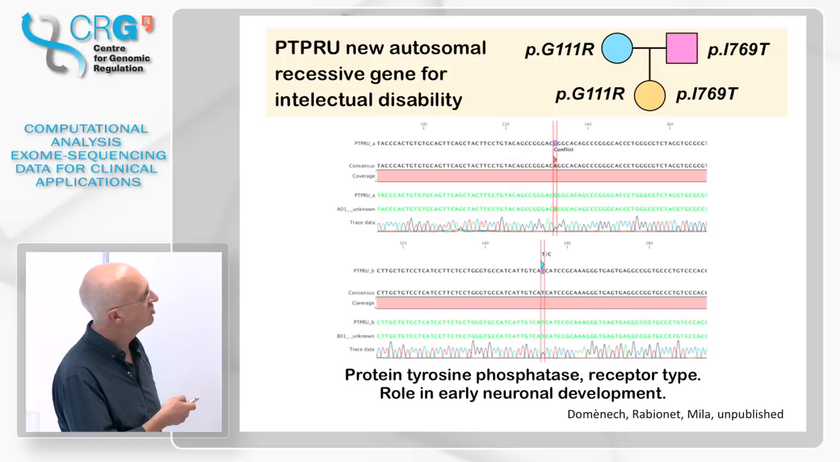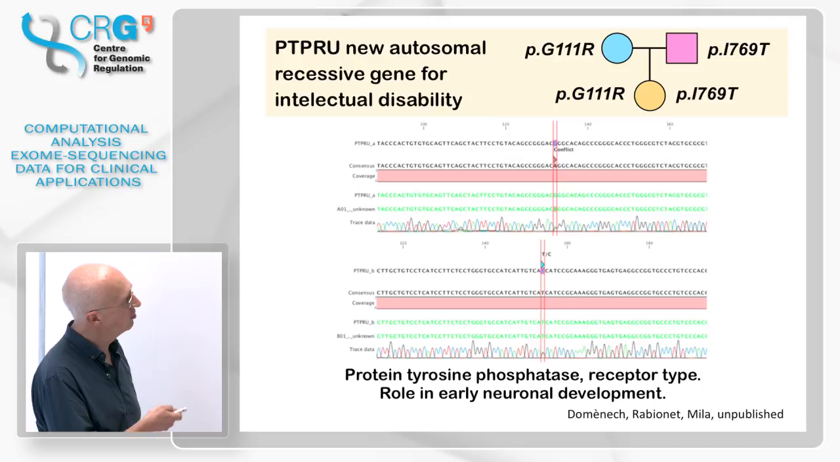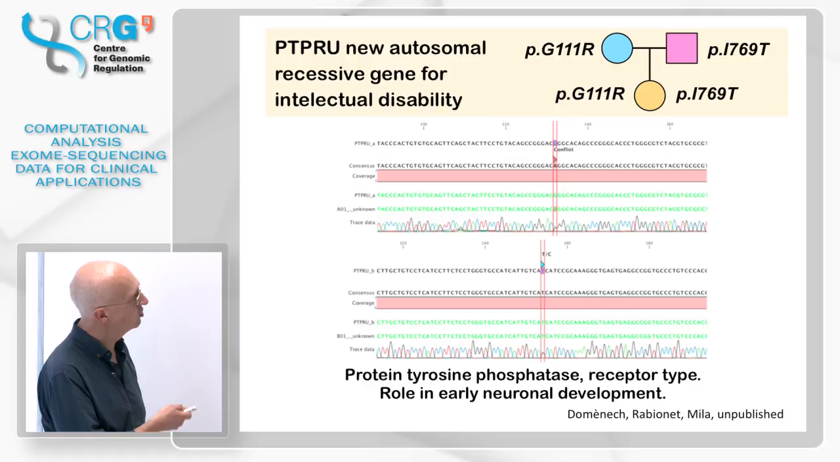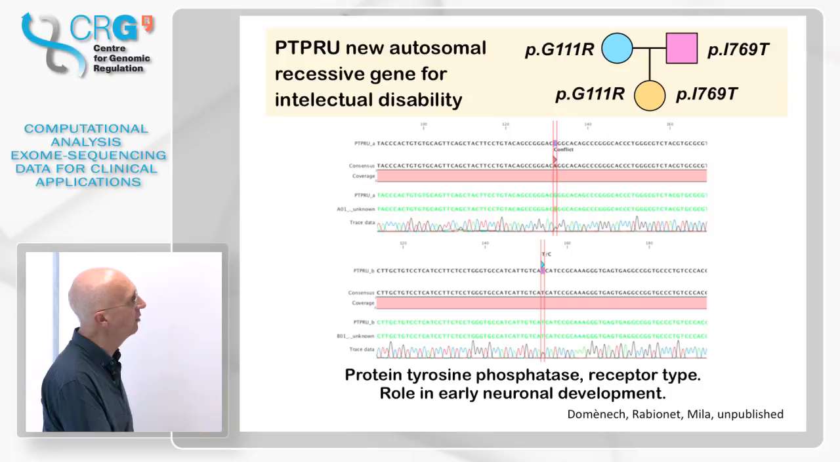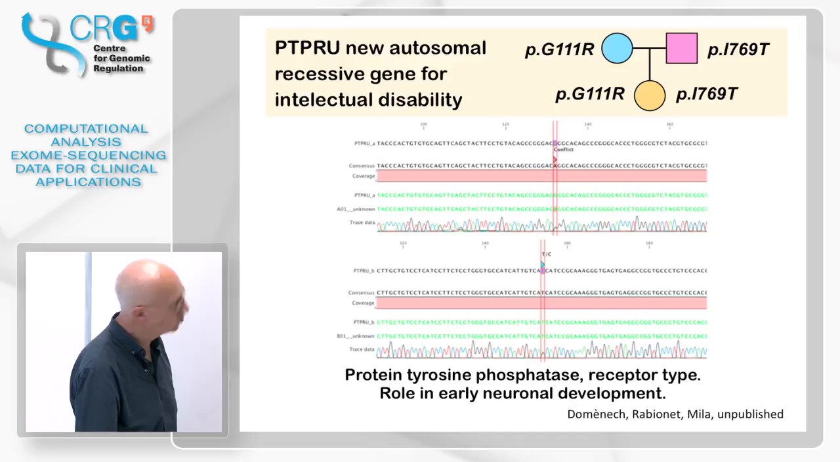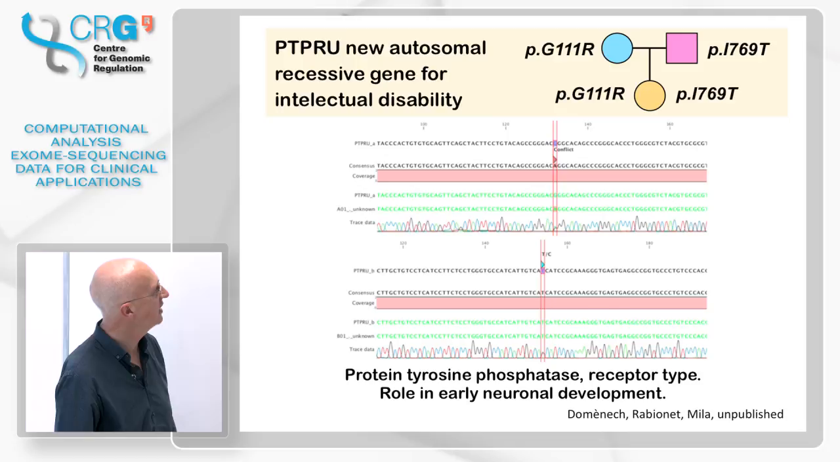Another example is this one here, which would correspond to a new autosomal recessive gene for intellectual disability. There is one individual that is compound heterozygous for a mutation that was carried by the mother and another one that was carried by the father, and this is a protein tyrosine phosphatase receptor that has an important role in neuronal development. So the fact that the two missense mutations coincide, which are not found in the different databases and so on, would be indicative that this would be a new gene.